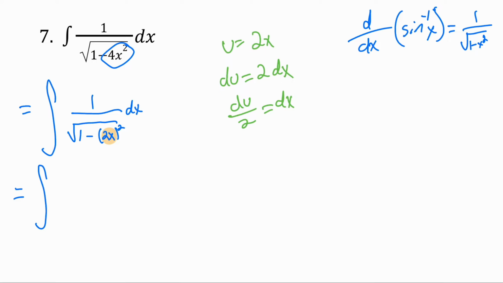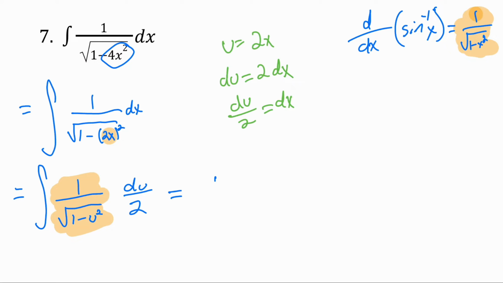Now, as we integrate this function, what that really means, I forgot my dx here earlier, is I'm going to be integrating 1 over the square root of 1 minus u squared times du over 2. Now, the beauty of this problem is this now much closer models the derivative of that inverse sine function. So now we know we can integrate this thing and get that inverse sine function.